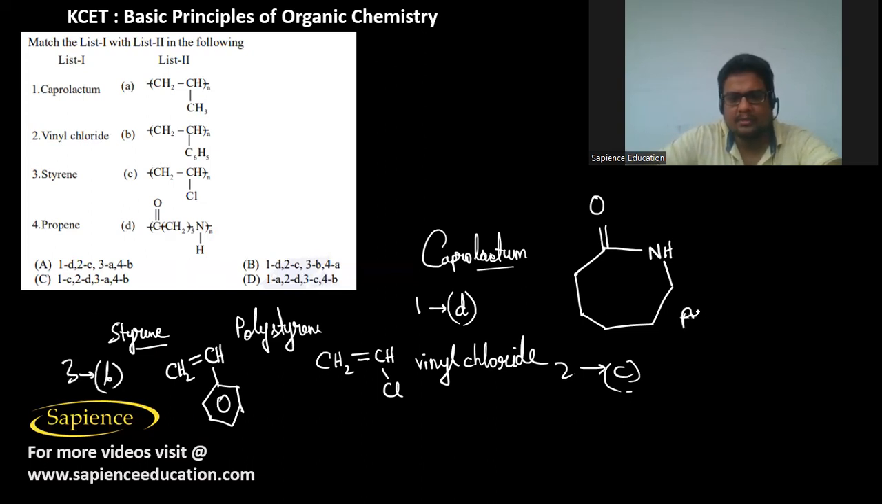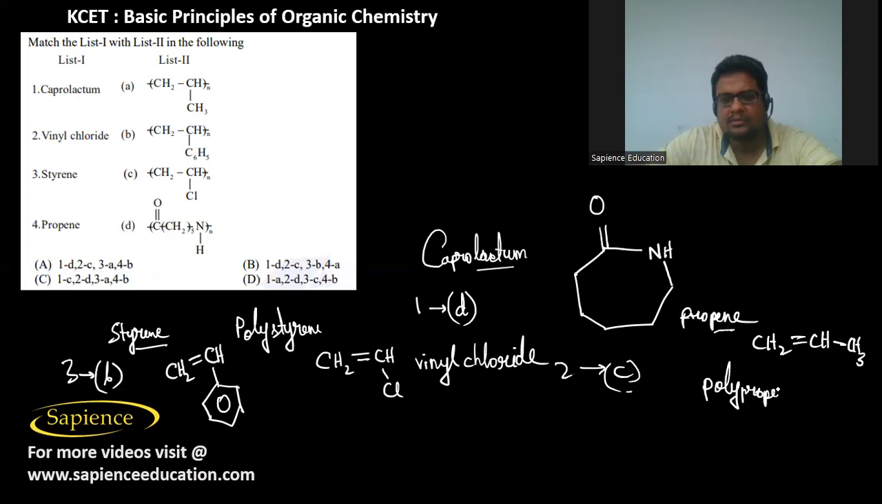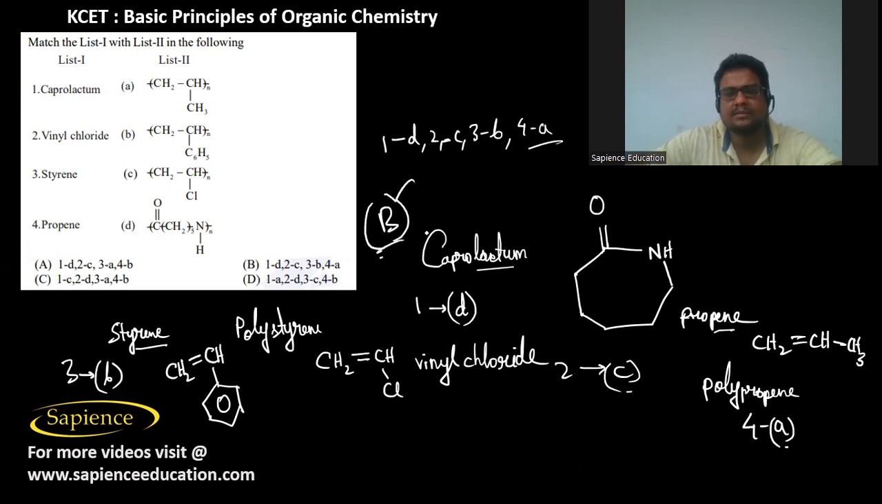And propene is like this, CH2 double bond CH CH3. This is called propene. So propene is the monomer of polypropene, which has been shown here in option A. So 4 matches with A. So it means that 1 matches with D, 2 matches with C, 3 matches with B, and 4 matches with A. So option B is the correct answer.